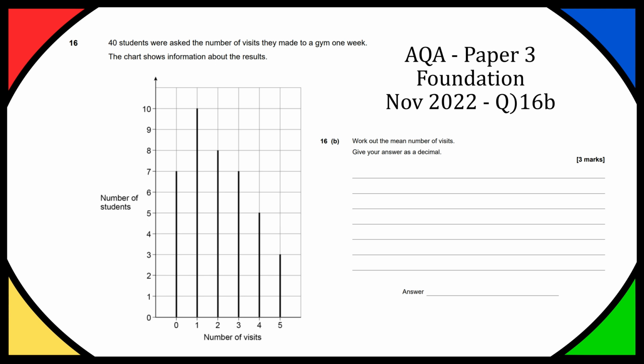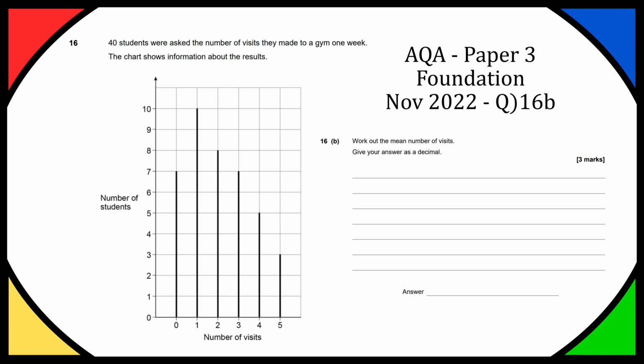We have the chart here and it shows the number of visits and how many students went for those number of visits. So question 16b asks, work out the mean number of visits, give your answer as a decimal, and it's a 3-mark question. So we're going to want to work out the number of visits and the number of students, and then we're going to work out the mean, which is pretty much the average, using those two values.